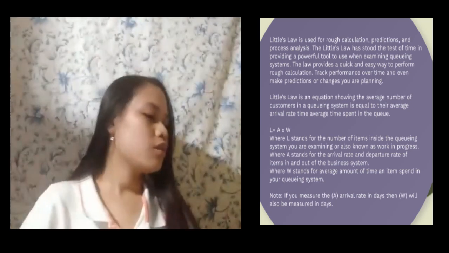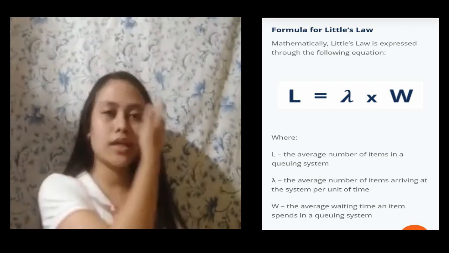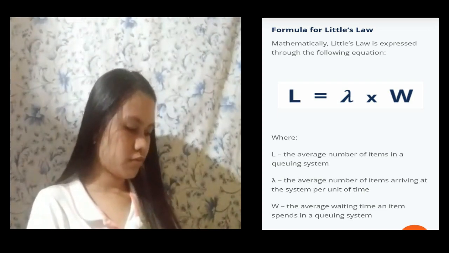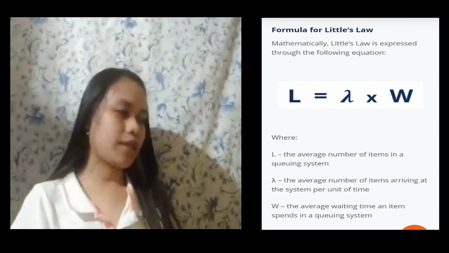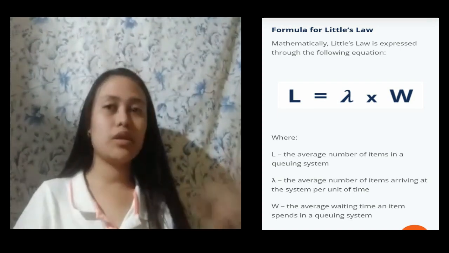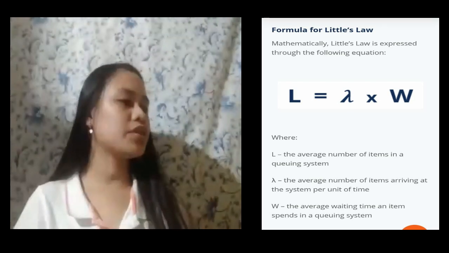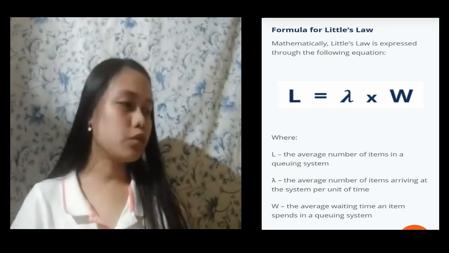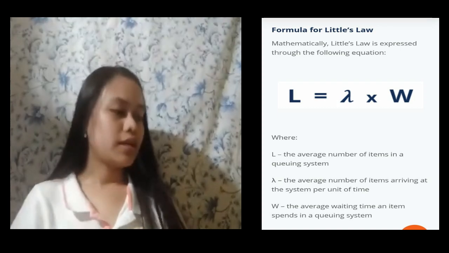Okay, that is it. Let's go to the formula. The formula here is L equals the A-like symbol, times W. Where L stands for the average number of items in a queuing system, so it is the total. Then the A-like symbol represents the average number of items arriving at the system per unit of time. And W stands for the average waiting time an item spends in a queuing system.